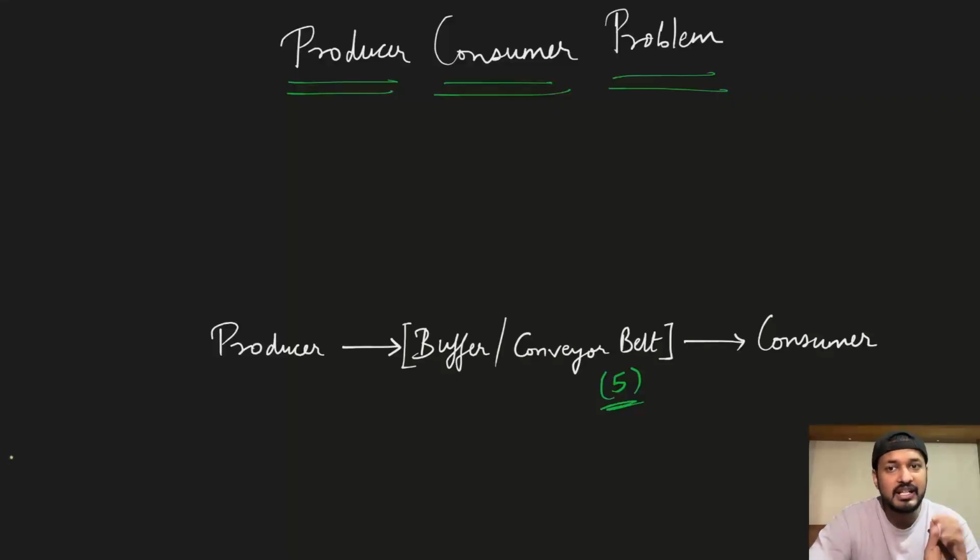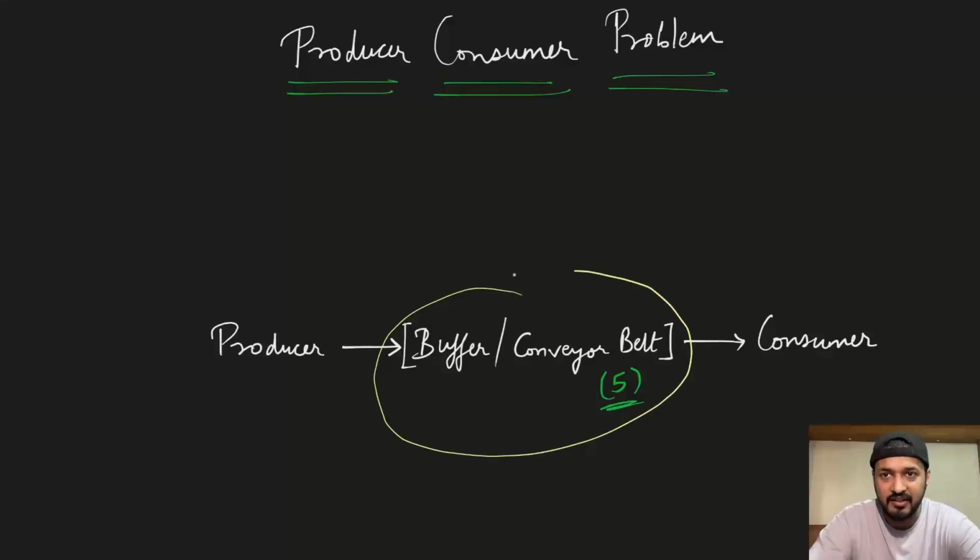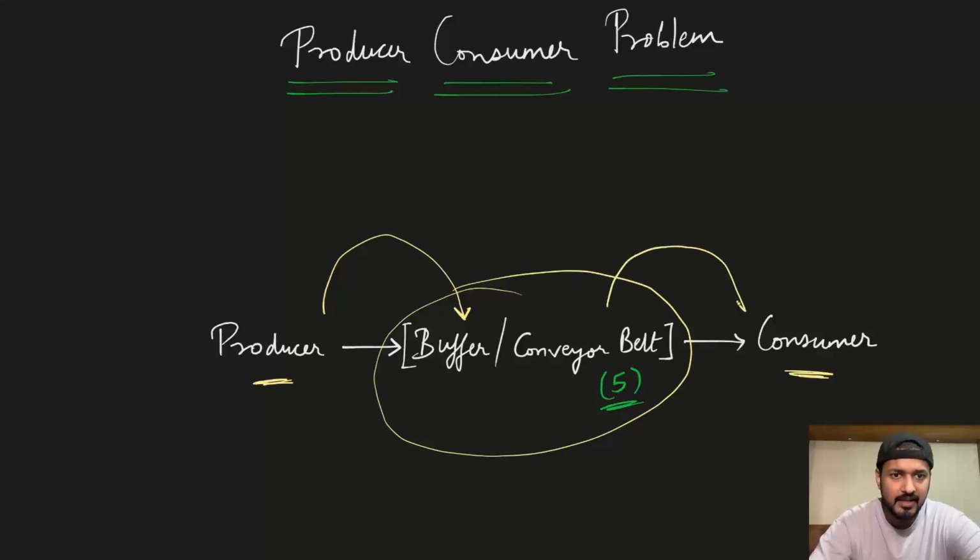Before we write a single line of code, let us understand the problem completely. Imagine you have a conveyor belt in a factory. On one side, you have a producer. The producer's job is simple: produce items and put them on the conveyor belt. On the other side, you have a consumer. The consumer's job is also simple: pick items from the conveyor belt and process them. And in the middle, you have a buffer. Think of it as a conveyor belt. It has a fixed capacity. Let's say it can hold 5 items at a time.